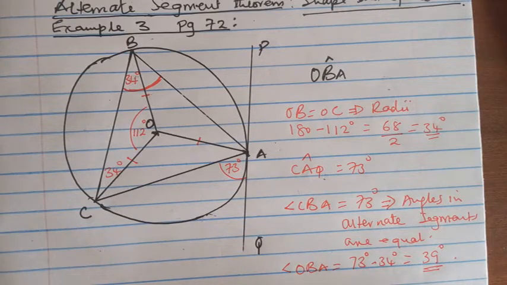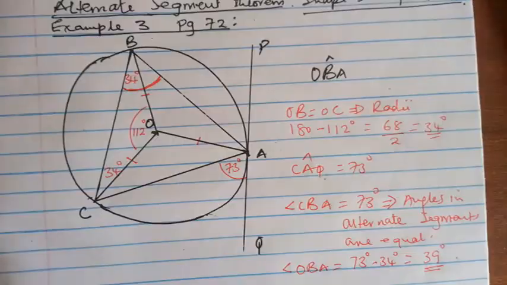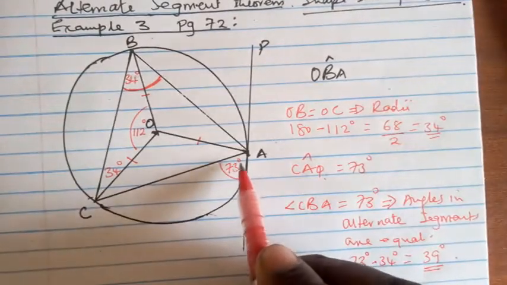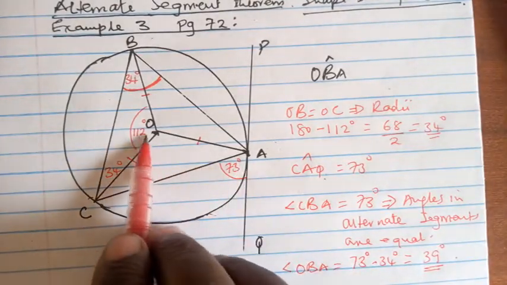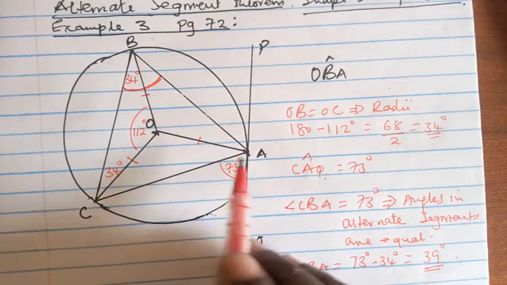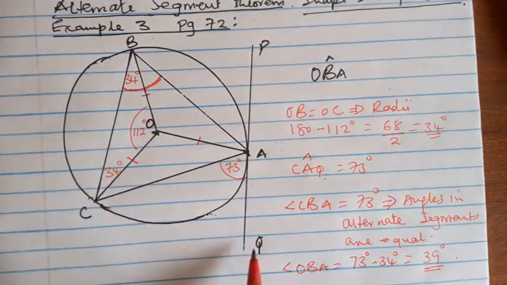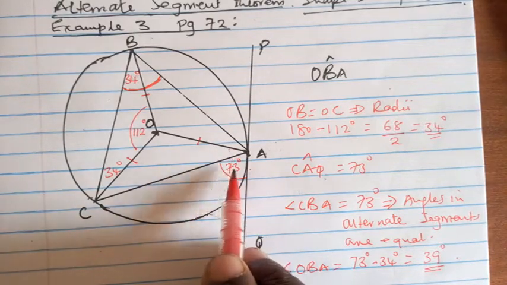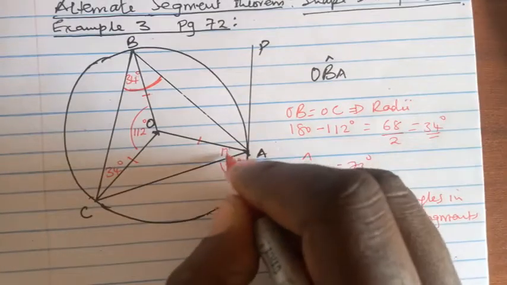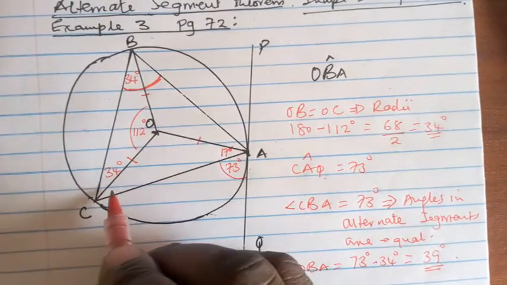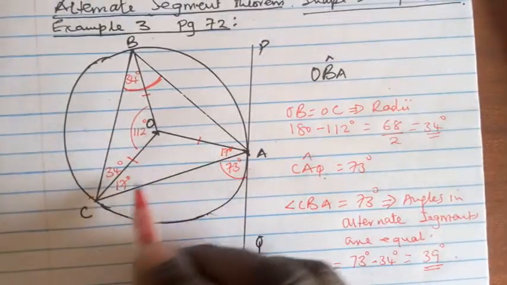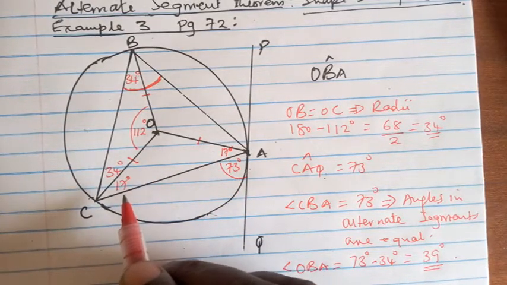Fine. If that is true, then we can also deal with it in a different way. The fact that this is 73 degrees, we can create a radius there, and this angle OAQ is going to be 90. Within the 90, we have 73, so this is 17 degrees. Again, using the isosceles property, this is 17 degrees. The 17 plus 17 is 34.